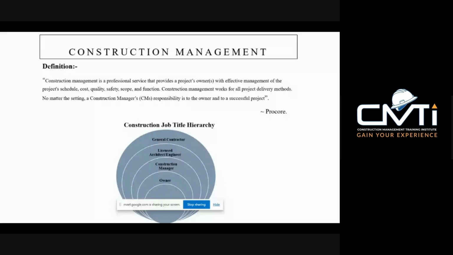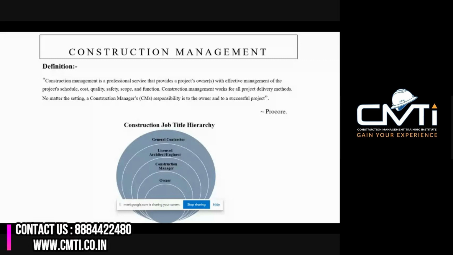Again, I would stress that each and every stakeholder I spoke about plays a different role in different project delivery systems. We will understand that a little more as we proceed ahead. But the job title hierarchy is this. In general contractor, we include all subcontractors and vendors. In the licensed architect section, we include all design teams and all consultants.